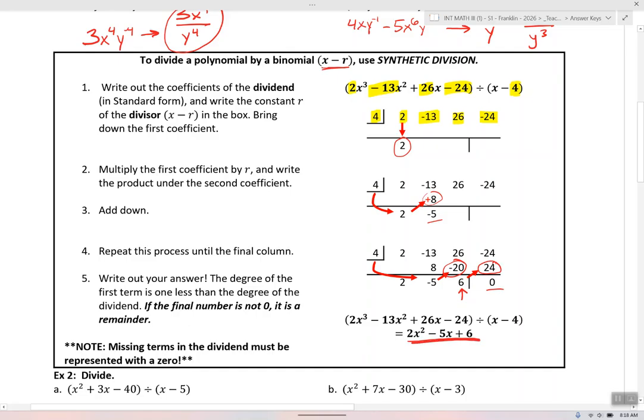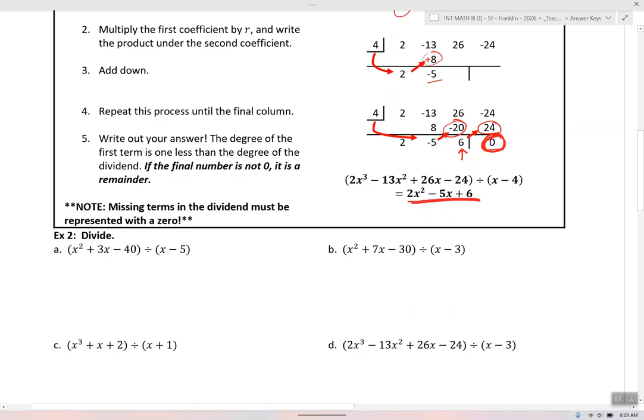And now if the final number here is not 0, here it was 0, this is the remainder. So if you remember, like long division with numbers, you get a remainder occasionally if it doesn't divide evenly. So if you don't get a 0, it is a remainder, and I think we'll see how one of those will work in these notes. One other important thing to talk about is that missing terms in the dividend, that's the polynomial being divided, must be represented with a 0. And again, I believe we'll see at least one of those in these notes, so you'll see what that looks like as we go through.